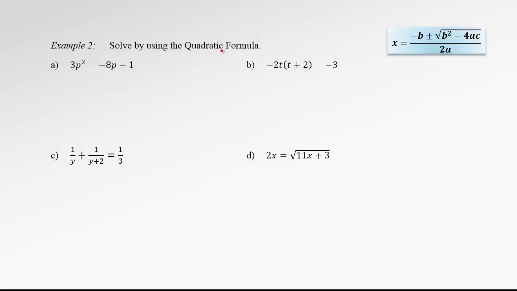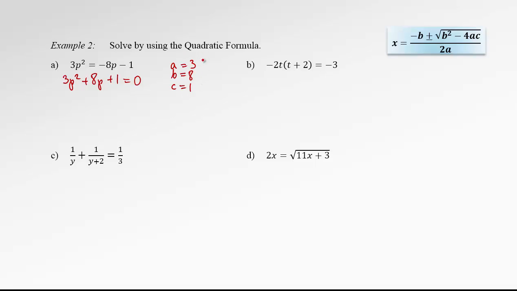Let's solve these equations using the quadratic formula. And here we have a reminder of what the quadratic formula is. So my first advice would be to move everything to one side and arrange in decreasing order of exponents. We need to see what a, b, and c are. Okay, 3p squared plus 8p plus 1 equals 0. If we write it this way, we know that a is 3, b is 8, and c is 1.